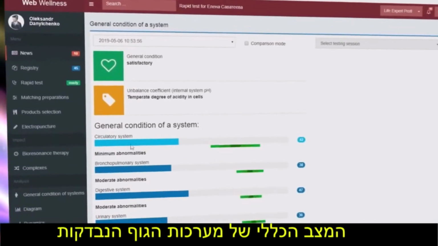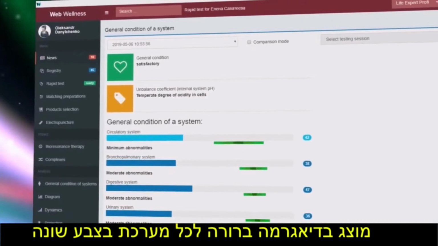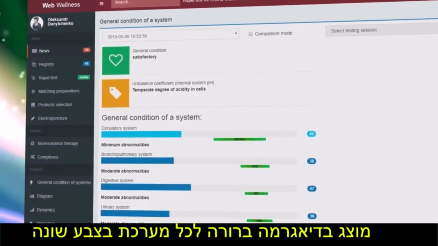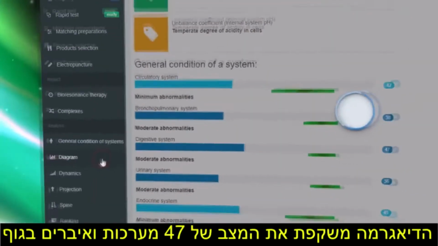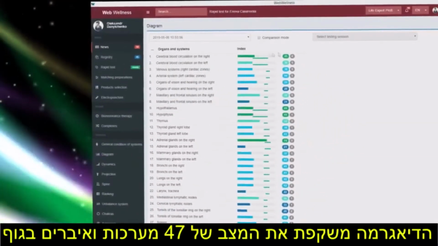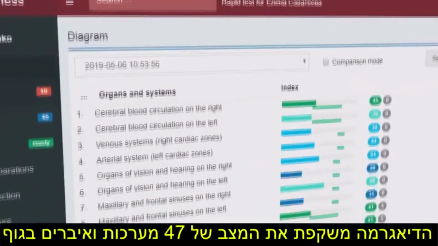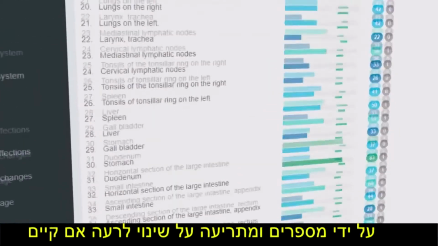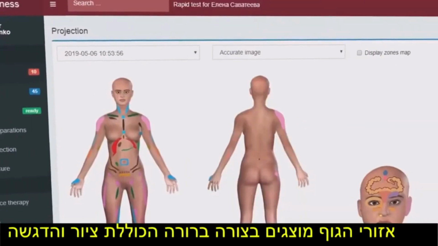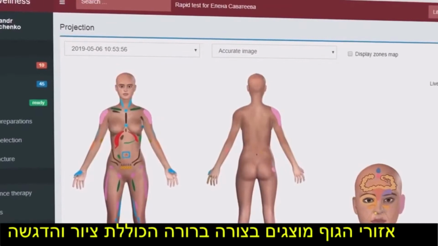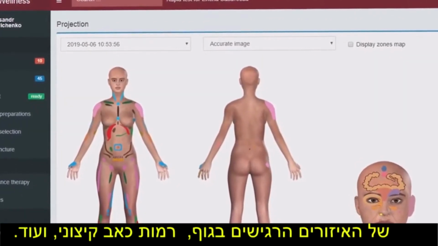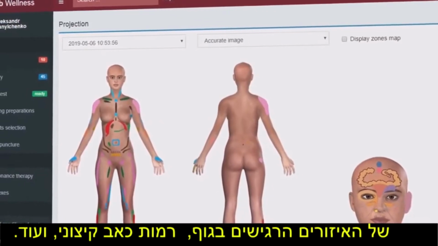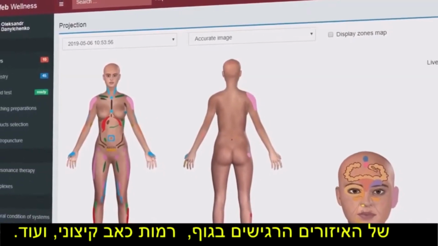The general condition of systems displays a visual diagram for each system with different colors. Also, here you will see the normal range and numerical indicators. The diagram menu section displays the condition of 47 organs and systems with numerical indicators and a phenomenon of decreasing. Zones are displayed in the projection panel, that is a projection on the skin areas in which external symptoms, referred pains, and hypersensitivity often appear when a disease of internal organs is present.